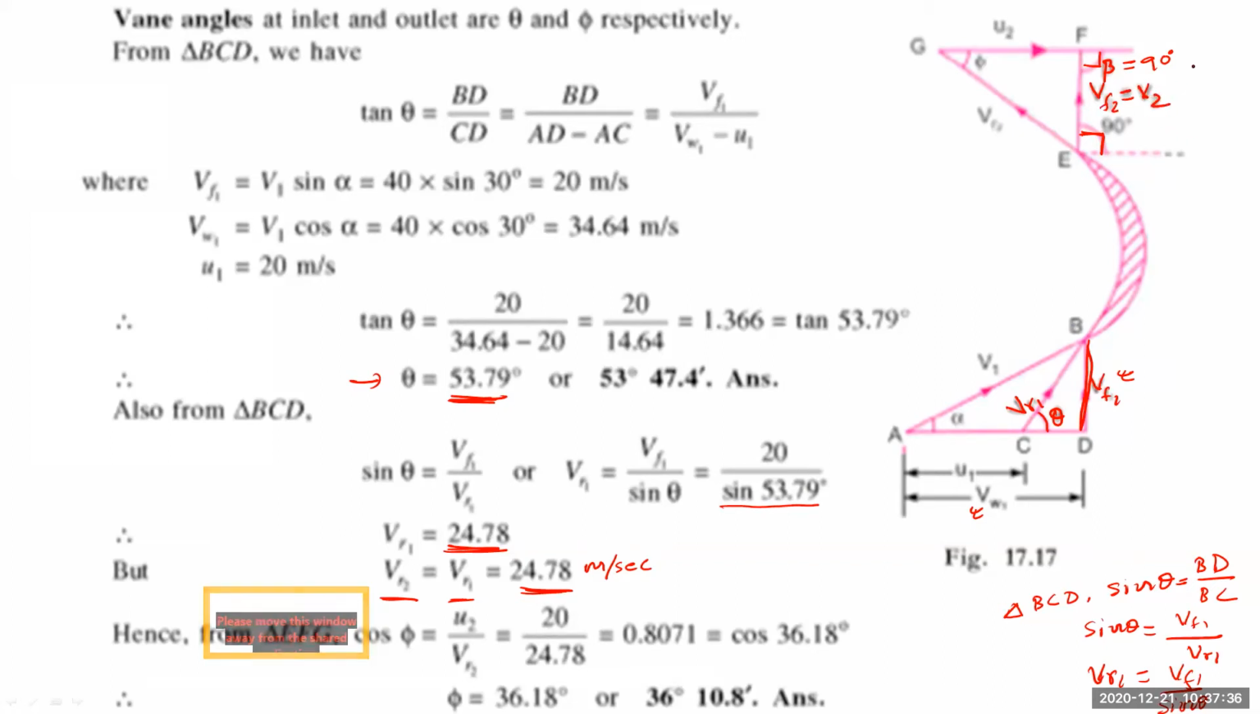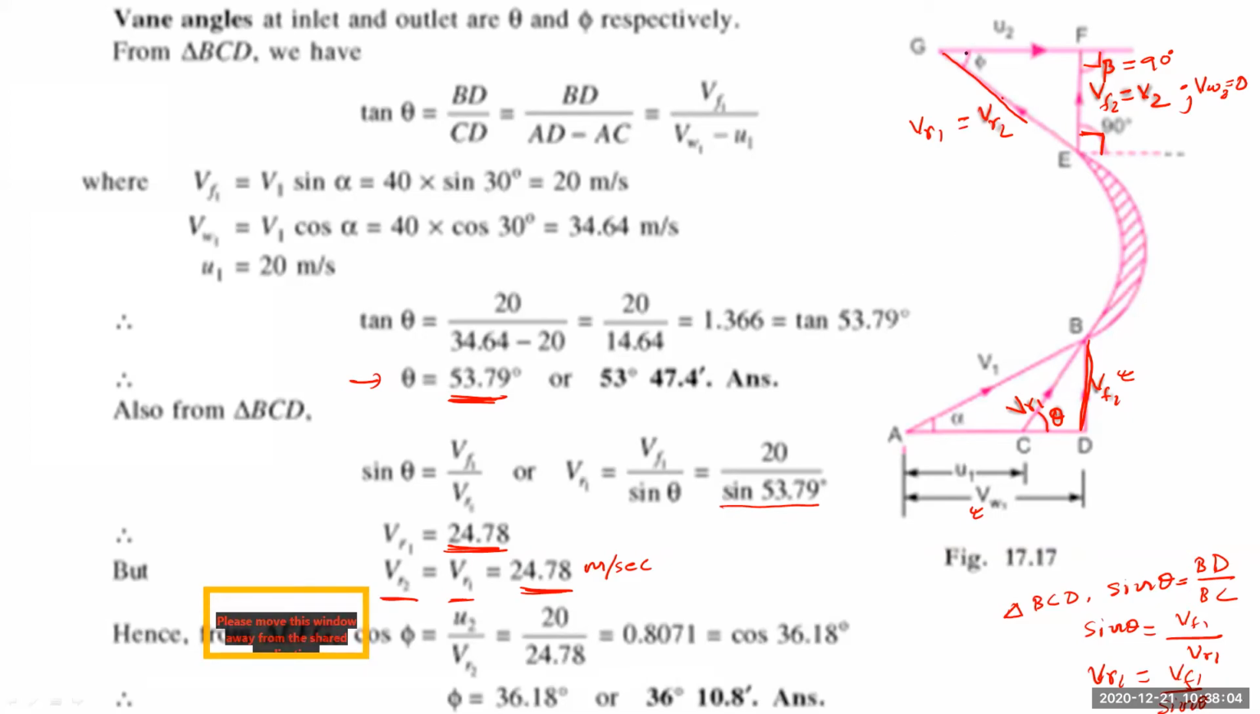For this case, one more condition is there. If beta is 90 degrees, then VW2 is nothing but 0. And VR2 you have calculated; VR2 will be equal to your VR1. Now you have to use your trigonometric relation here.